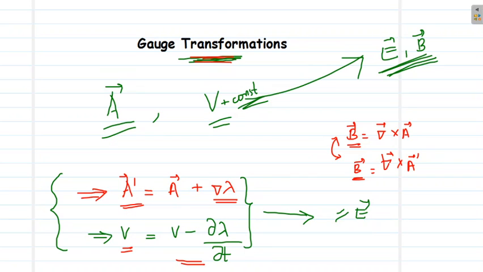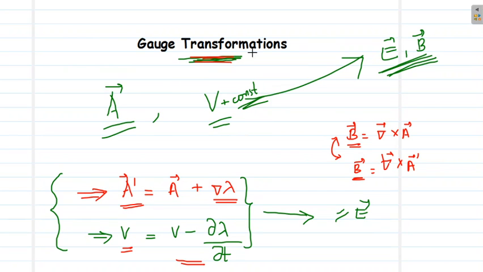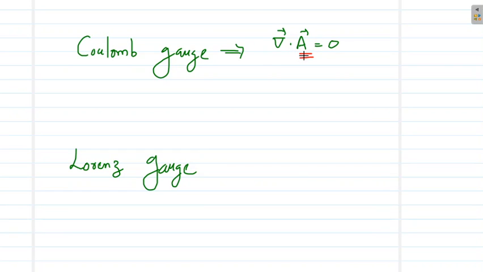Two particular gauge transformations that are available are Coulomb gauge and Lorentz gauge. So what is Coulomb gauge? Coulomb gauge is given by the condition del dot A bar equal to 0. As I have mentioned, A bar is not unique. You can change A bar to different values by adding a del lambda, and by changing A bar, you can choose one particular A bar that will give you del dot A bar equal to 0.